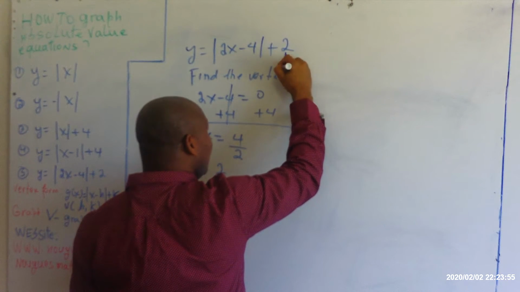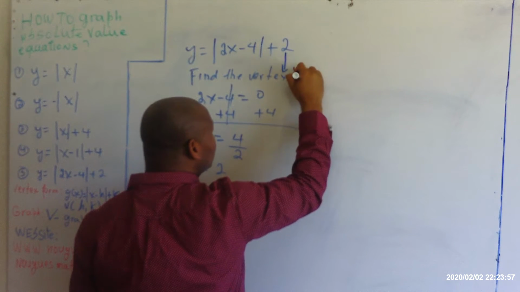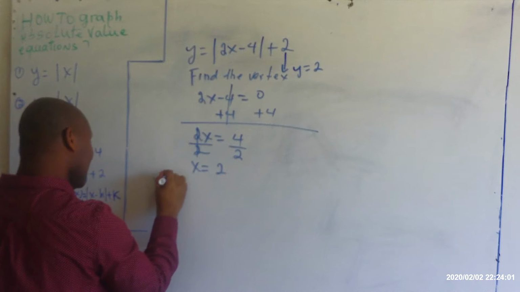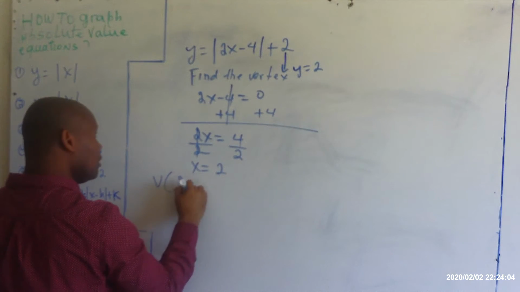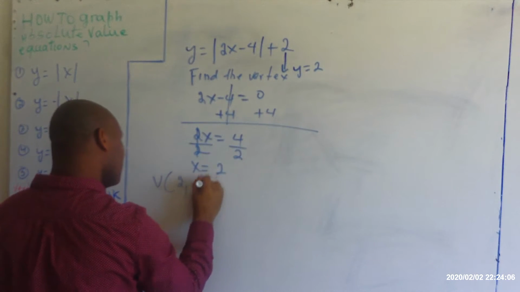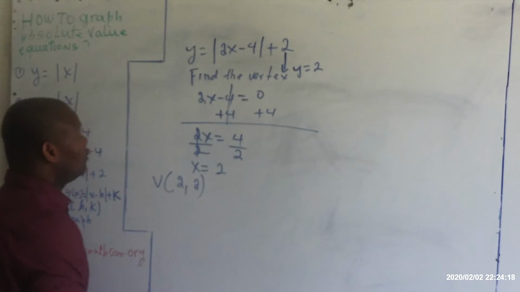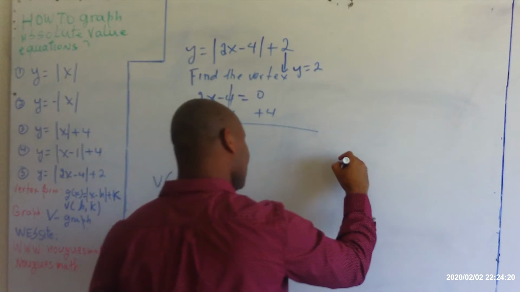So this is the y. y equals 2. So I have these 2 points. So the vertex is x and y. So I have the vertex. These 2 points, I'm going to use them to graph my absolute value equation. Remember, you must have a V graph. So let's do that.